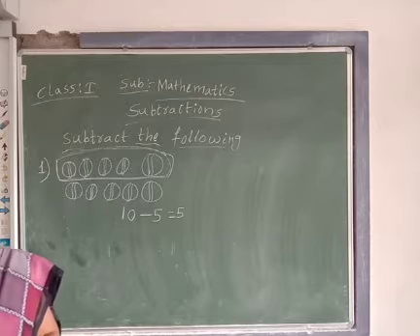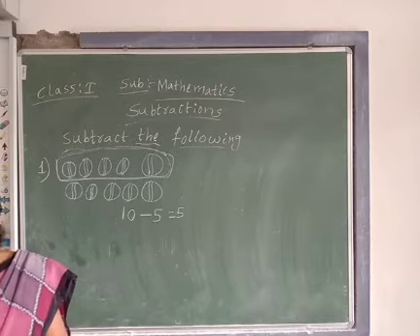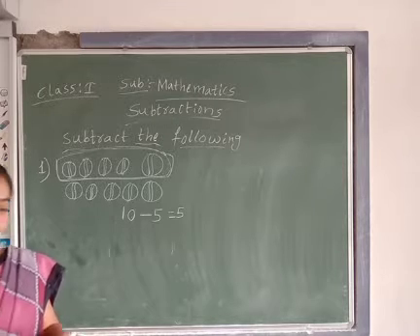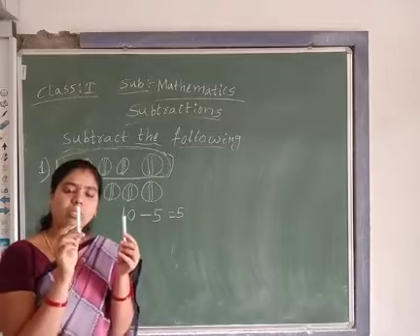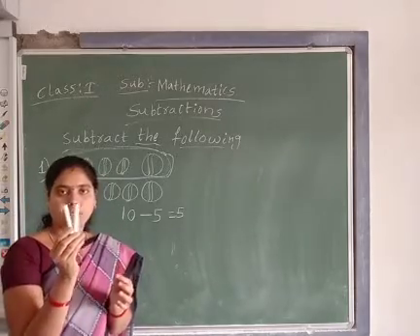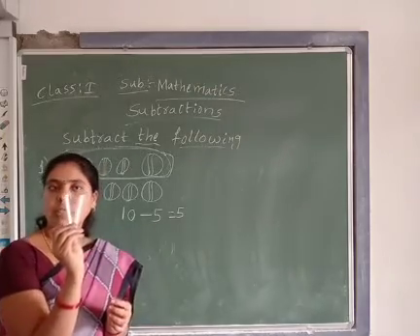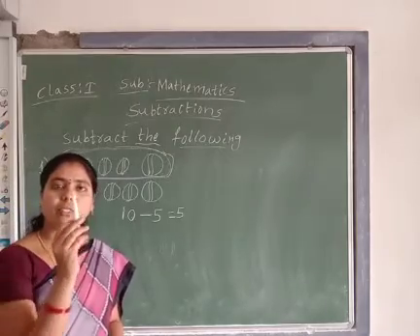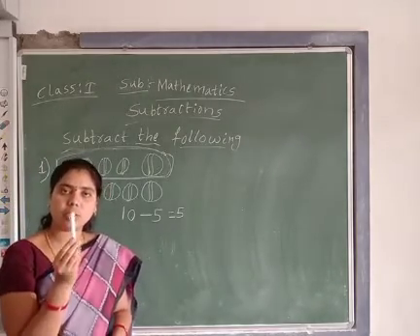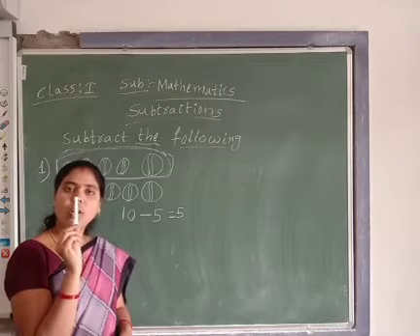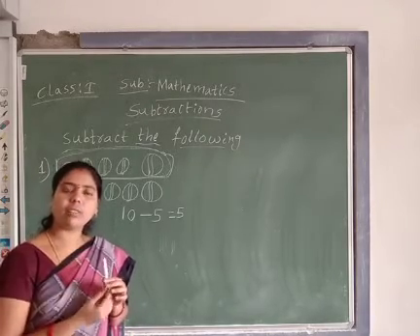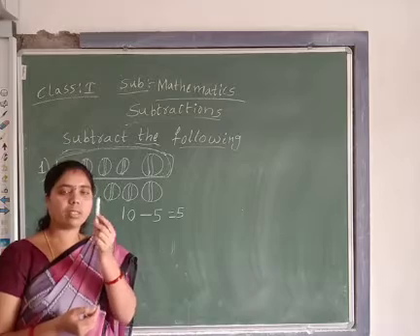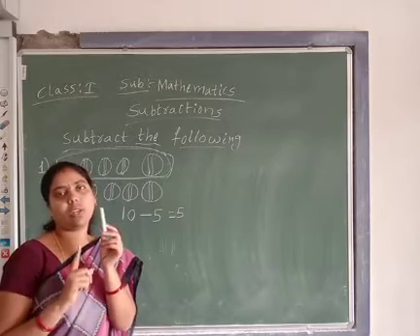Suppose, children, I have 2 chalk pieces. How many chalk pieces do I have? 2 chalk pieces. 1 chalk piece fell down. So how many chalk pieces are with me? Now only 1. So the remaining is 1, only 1 fell down. Subtraction. So only this one is remaining with me. Only 1.